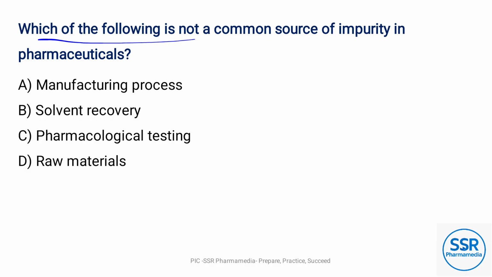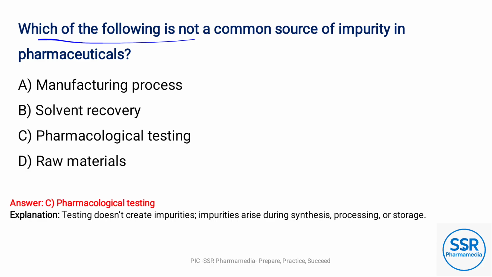Which of the following is not a common source of impurity in pharmaceuticals? So option C is the answer, pharmacological testing. Testing does not create impurities. Impurities arise during synthesis, processing and storage of the raw materials and drugs.